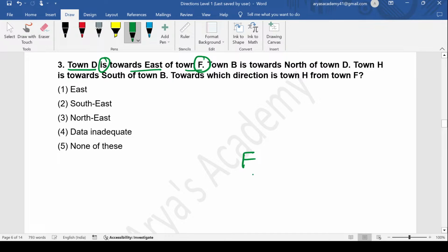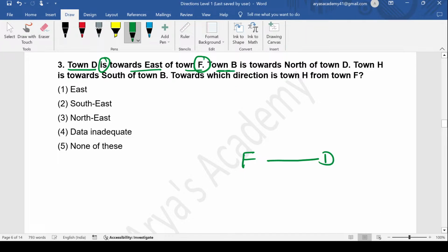So town F is here. For town F, this is north and this is east, this is west and this is south. They have very clearly mentioned town D is towards east of town F. So town D is towards east of town F. I have written this just to make you understand. Okay, east, north. So now you got the point, right? Town D is towards east of town F.